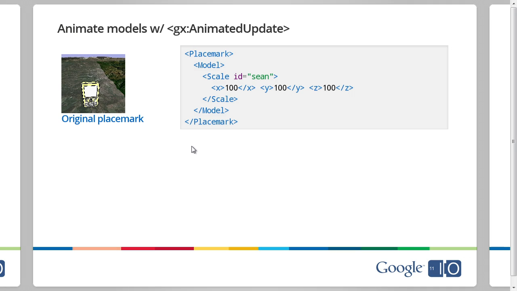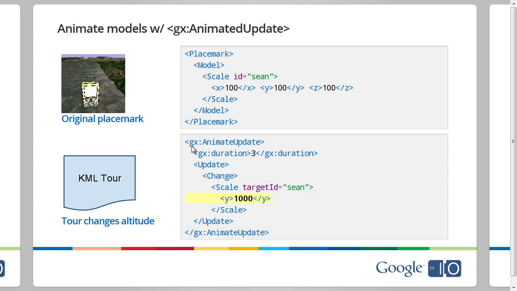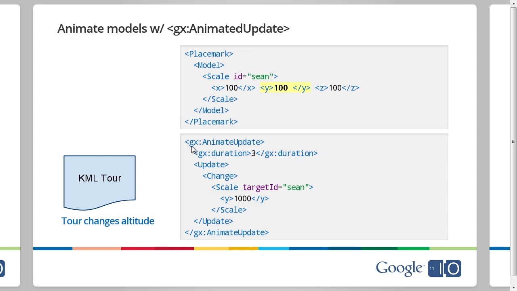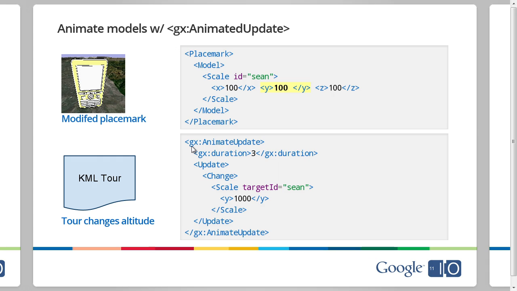Just like with the previous example, here's my original model. I can bring in that KML Tour, and I can say, hey, scale, I want to extrude you. I want to make you bigger in the y dimension by a factor of 10. So our new cell phone gets a lot bigger. The value here changes to 1,000, and off we go.